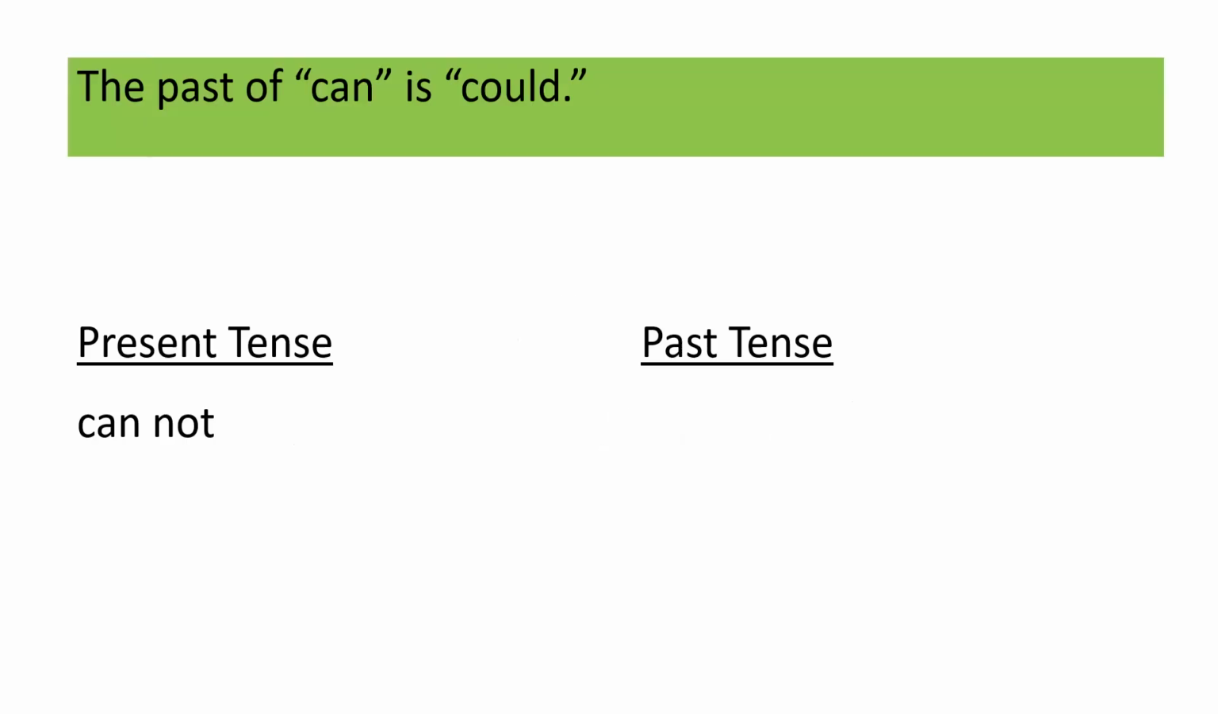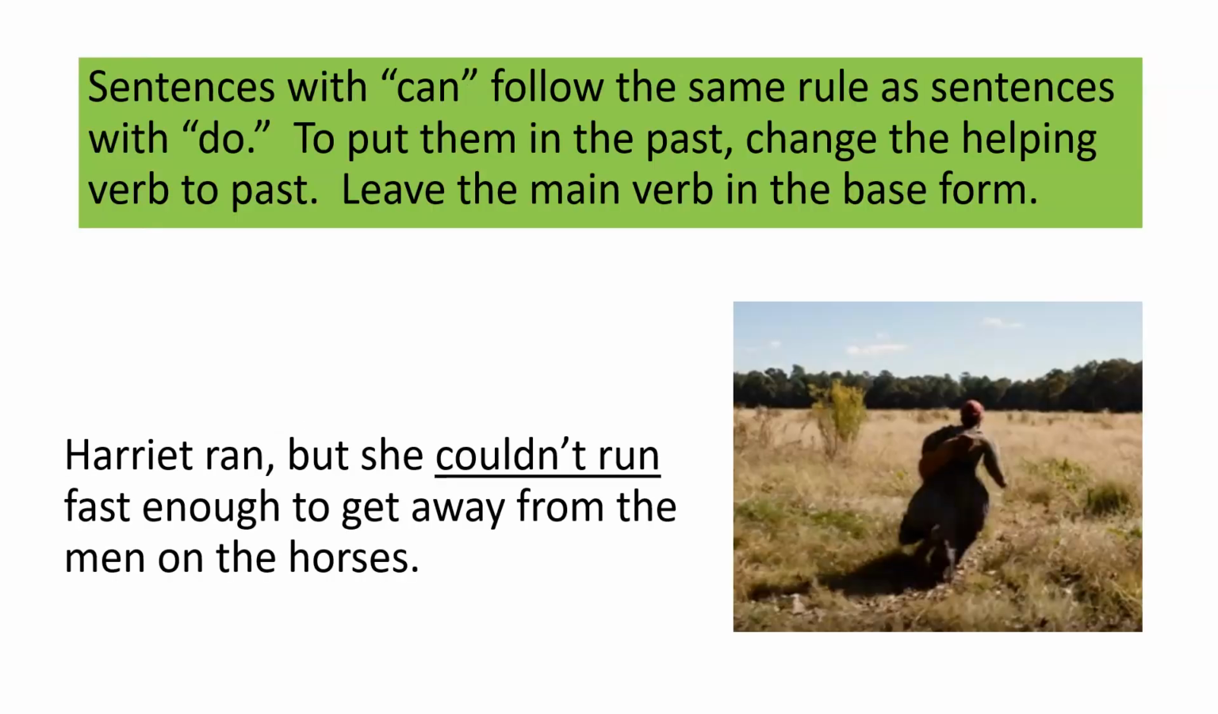So this is a different rule than the first ones we saw. The past of can is could, and in the present tense, cannot changes to can't. In the past tense, could not changes to couldn't. Sentences with can follow the same rule as sentences with do. So you put them in the past. To put them in the past, you change the helping verb to the past, and you leave the main verb in the base form.